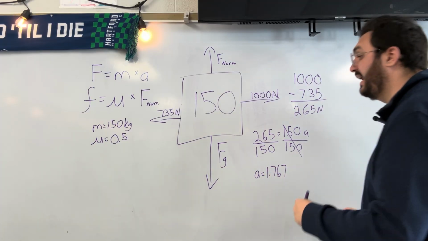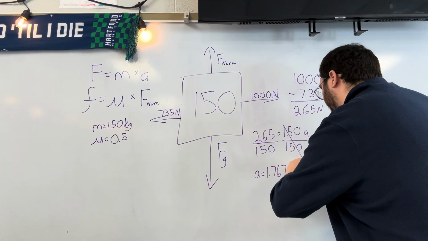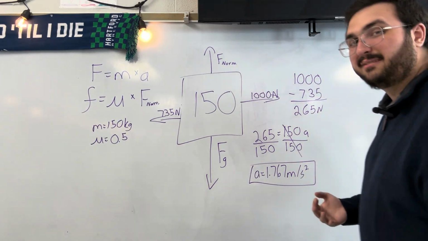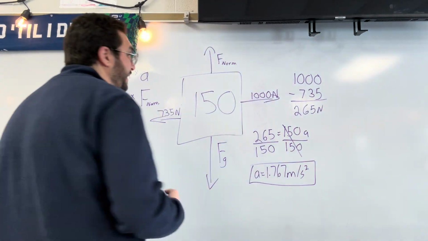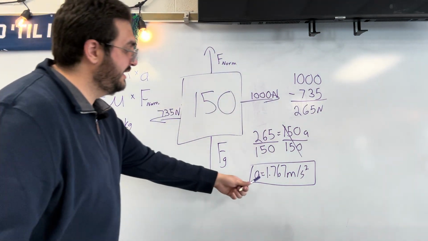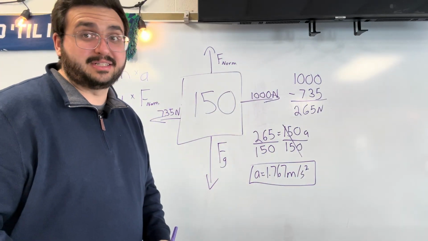1.767. And again, I need my unit here. Meters per second squared. If I don't include my unit, my number means nothing. So it's very important in physics to include that unit. So, final answer for part C, 1.767 meters per second squared.